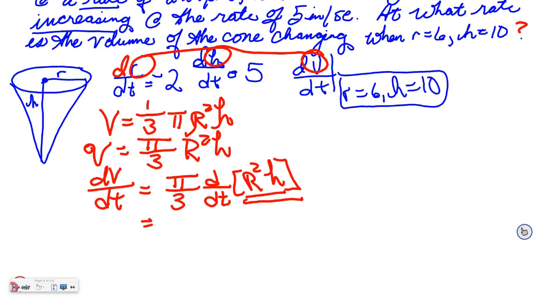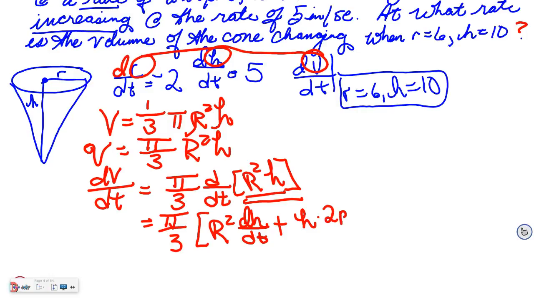Many of you who got it wrong, you wrote 2r h dh/dt. Can't do that. We have to follow our rules, which say we do the first one first, which would be r squared, times the derivative of h with respect to time, dh/dt, plus the second, which would be h, times the derivative of r squared, which is 2r times dr/dt. R is itself a function of time, so it's a little implicit differentiation that I'm using there.